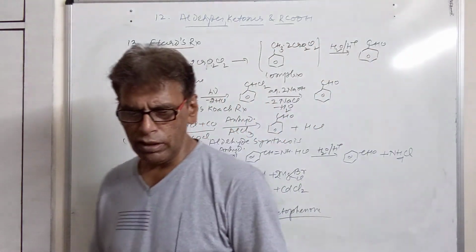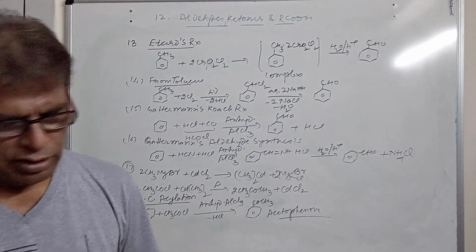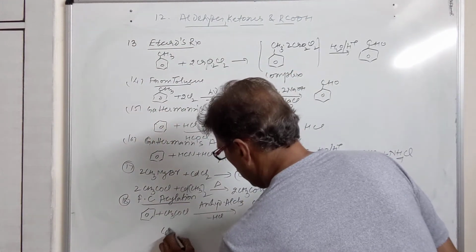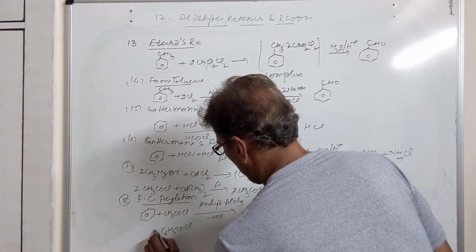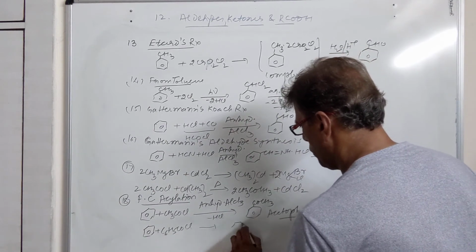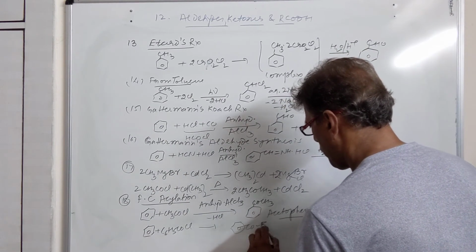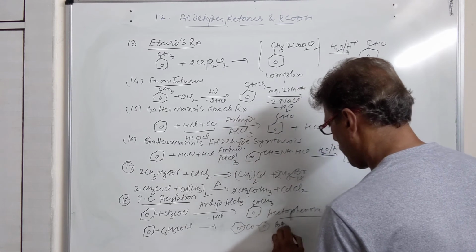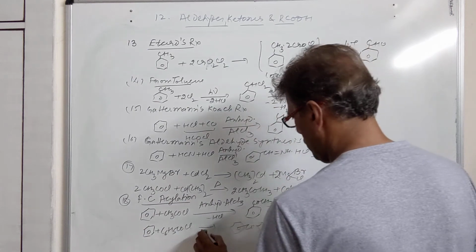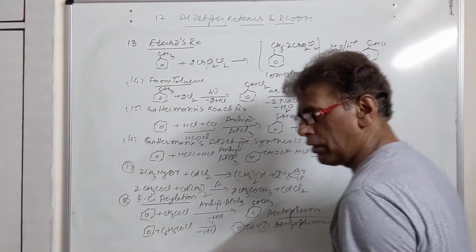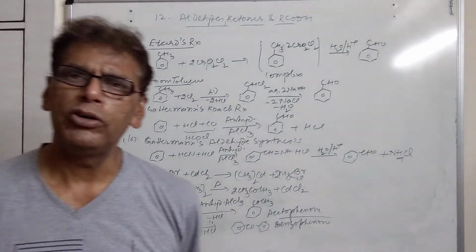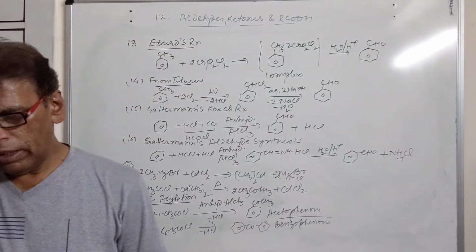This is called the Friedel-Crafts acylation reaction. In place of acetyl chloride, if we take benzoyl chloride, then also we get benzophenone. Loss of HCl will take place under similar conditions. So these are the methods of preparation of aldehydes and ketones, both aliphatic as well as aromatic.